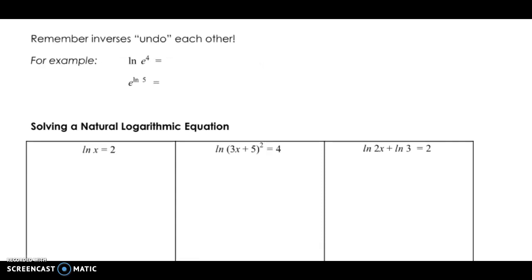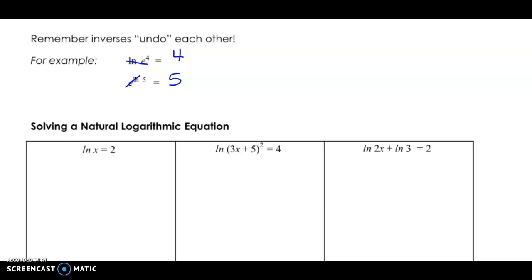If you have an inverse, they're going to undo each other. We haven't talked a ton about this back in chapter 6. If I take the natural log of e to the 4th, it's just going to be 4. If I take e to the natural log of 5, it's just going to be 5. So the natural log and e cancel each other out.